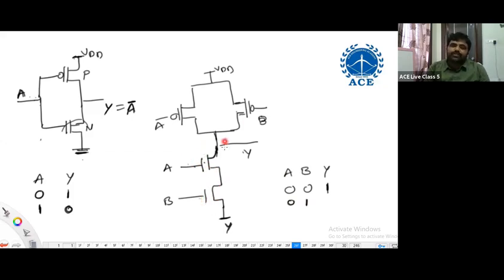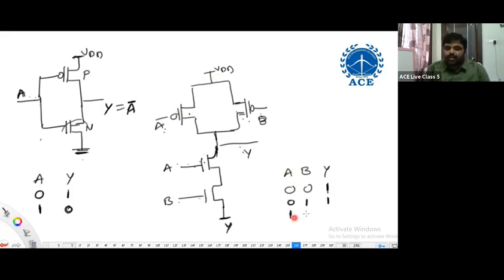Then what happens here? As it is 0, it is 1, it is on, it is off. As it is on, Y is connected to VDD. So here there is a disconnection, right? Even though this is on, this is off, Y is disconnected from ground because this transistor is off. But A is 0, B is 1, this is on, this is off, so Y is connected to logic 1. So it is a 1.